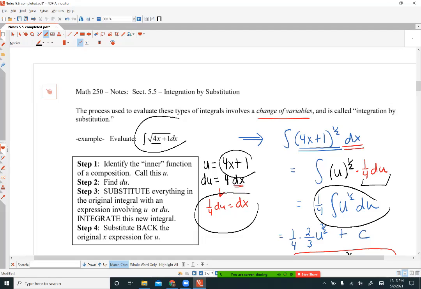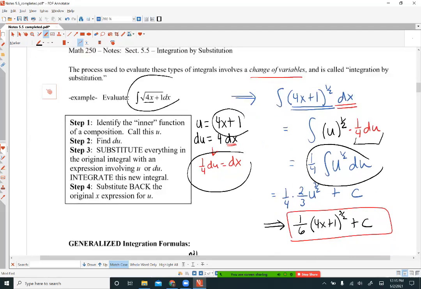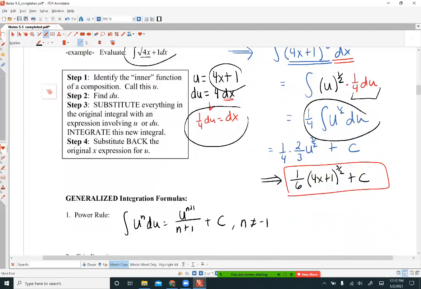This we learned in, I don't know, was it section 5.2? To be honest, I can't quite remember. I think something like that. Anyway, we just use the power rule. We add 1 to 1/2, and we divide by 3/2, or multiply by 2/3. And then we simplify this. 1/4 times 2/3 is 1/6.